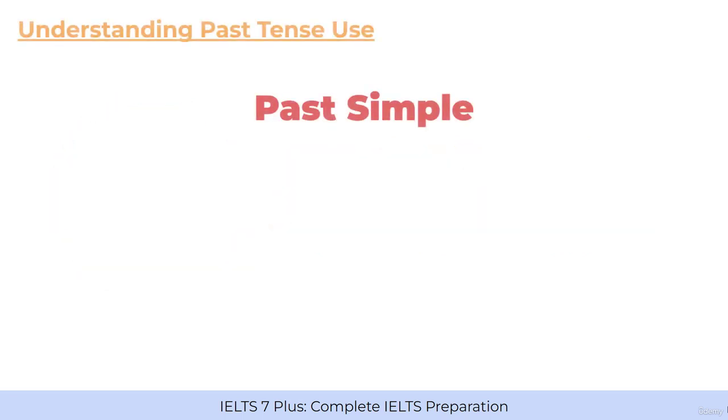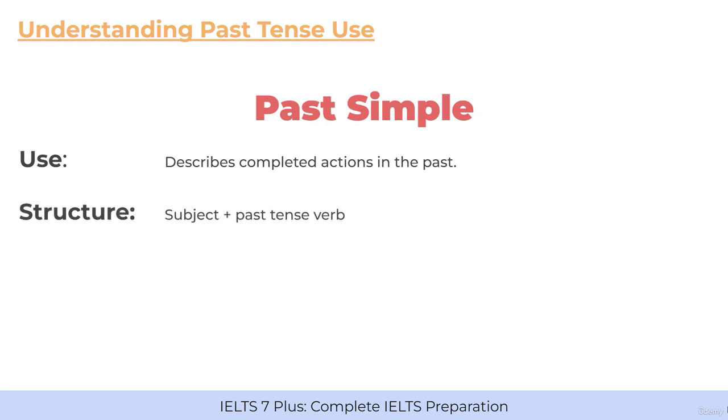So up first, we have past simple. Again, just as the name says, it's a pretty simple tense, often taught very early on to English learners. And it describes completed actions in the past. They happened in the past, they're not ongoing now. Completed in the past. And quite simply, subject plus the past tense form of the verb.